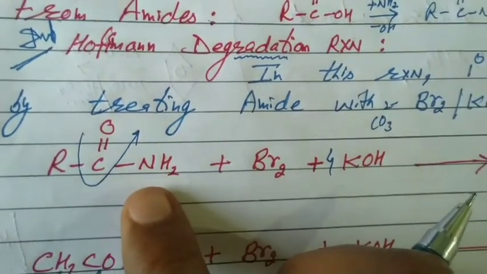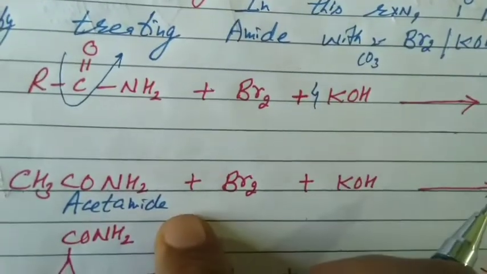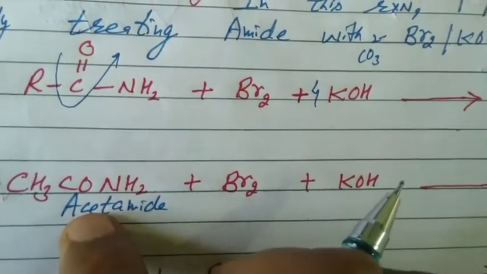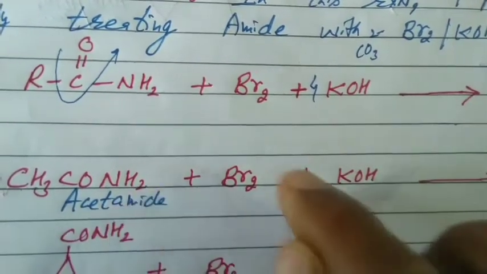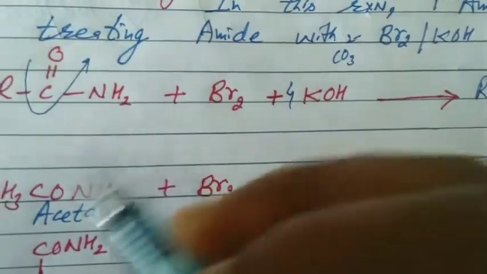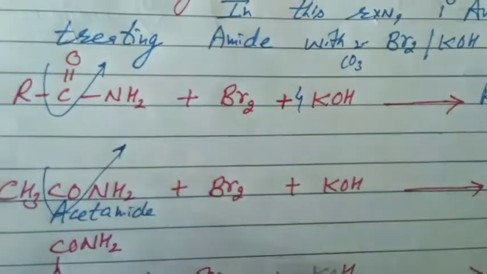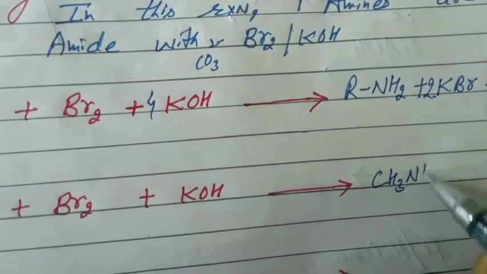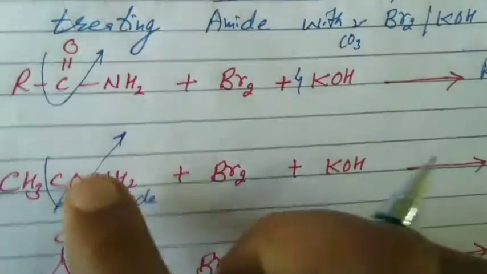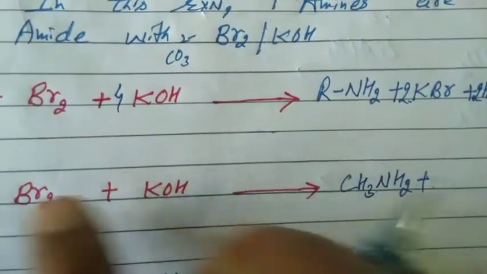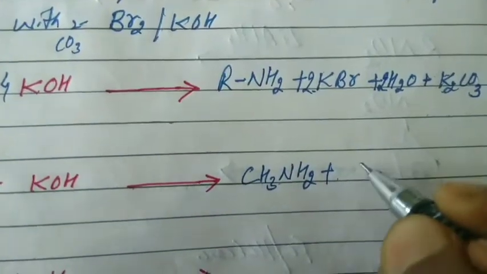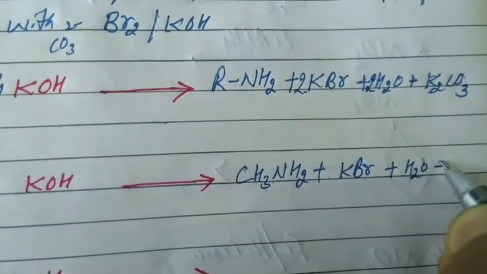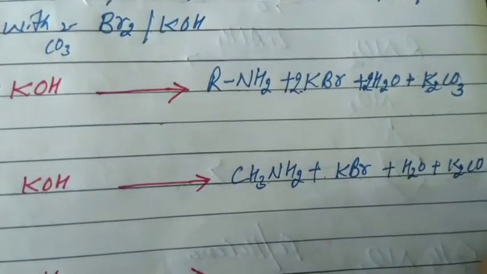That is, amides are treated with bromine and base. Please look here again. It is ethanamide, also called acid amide. Acid amide means derived from acetic acid. When we treat it with bromine and base, complete the reaction; it is clear the amide will lose the carbonyl group. What is left, students? CH3NH2. Because the carbonyl group eliminates, the byproducts are the same: KBr plus water plus K2CO3.